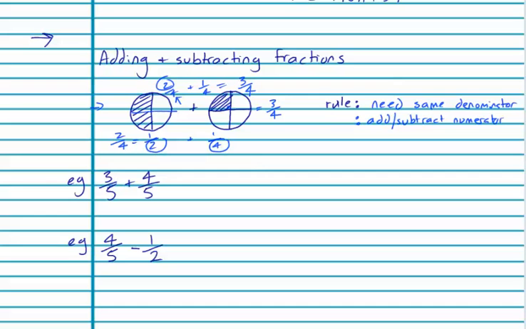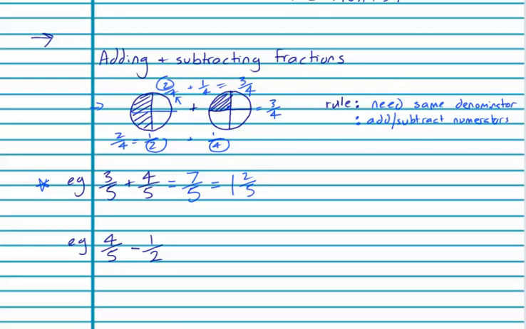So in this example, 3/5 plus 4/5, they're very helpfully counting fifths. So if I've got 3 lots of 1/5 and 4 lots of 1/5, I've got 7 lots of 1/5. Now that's an improper fraction. The numerator is bigger. In 7 lots of 1/5, I've got 5 lots of 1/5. That's 5/5. That's 1. And I've got 2/5 left over.